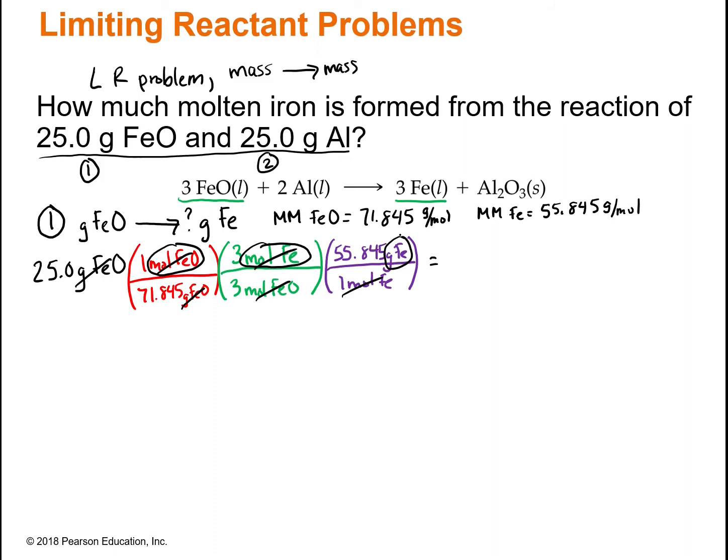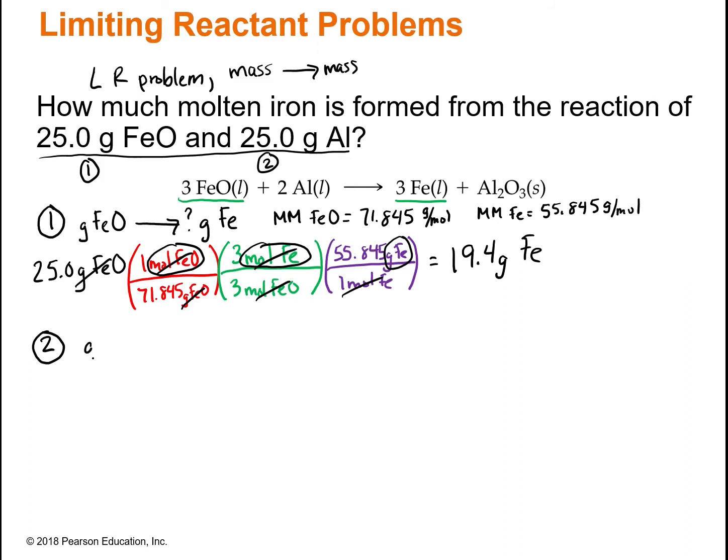And if it does, we do the math. But that's only one part. That tells us how much iron we would make if we had 25 grams of iron 2 oxide. The problem says that we also have 25 grams of aluminum. So we need to figure that out too before we can establish which one is the limiting reactant and how much iron we actually make.